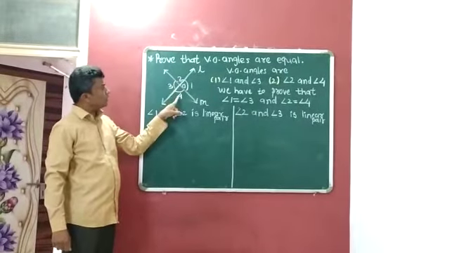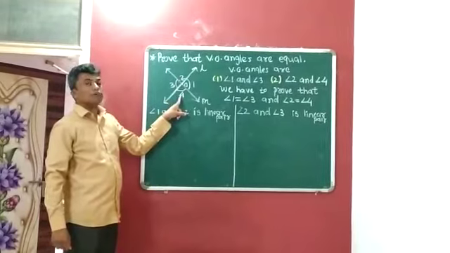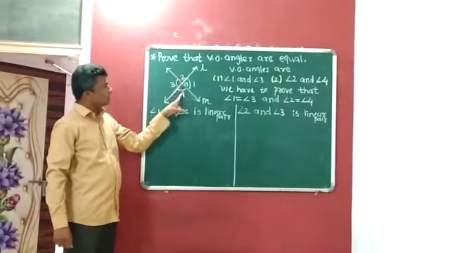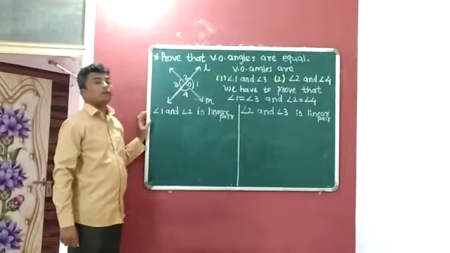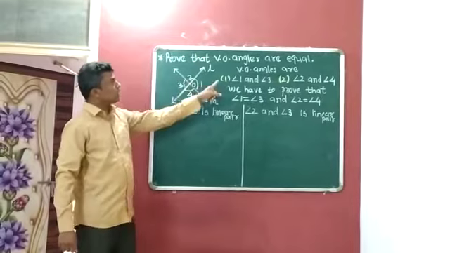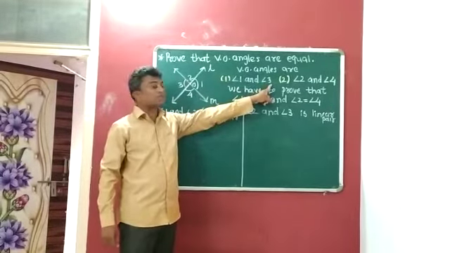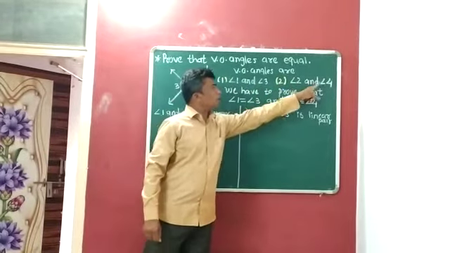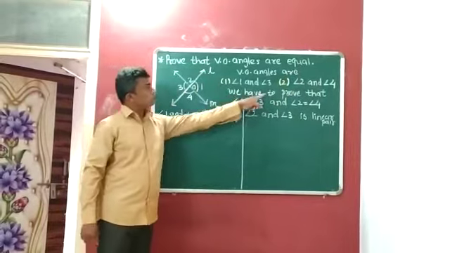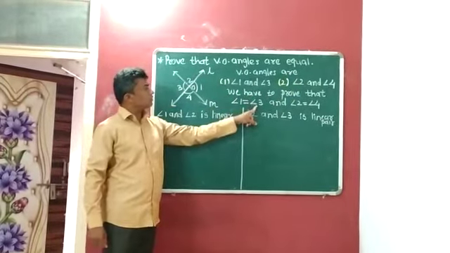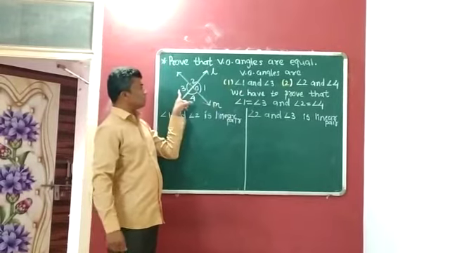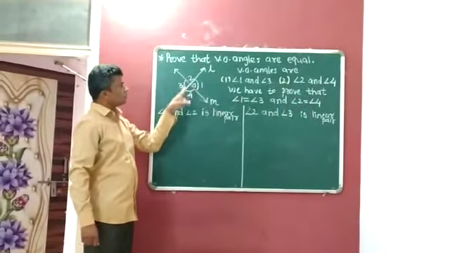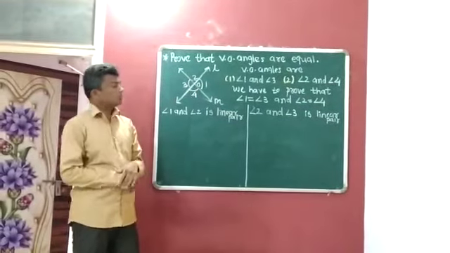In the same way, angle 2 and angle 4 is the second pair of vertically opposite angles, because angle 2 and angle 4 are exactly opposite to each other and they cannot have any common arms. So there are two pairs of vertically opposite angles. First, angle 1 and angle 3. Second, angle 2 and angle 4. And we have to prove that angle 1 is equal to angle 3 and angle 2 is equal to angle 4.